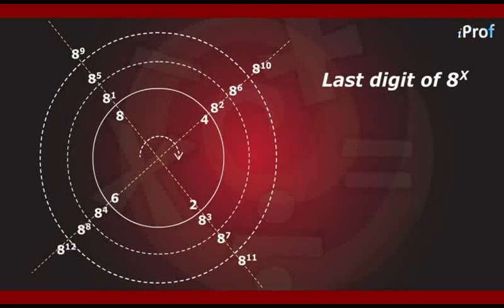For the sake of generalization, we take k equals to 1, 2, 3 and so on and so forth. We write the general powers of 8 in terms of k, whose last digits will be the one as shown in the diagram. And hence, we can easily calculate the last digits of whatever powers of 8.